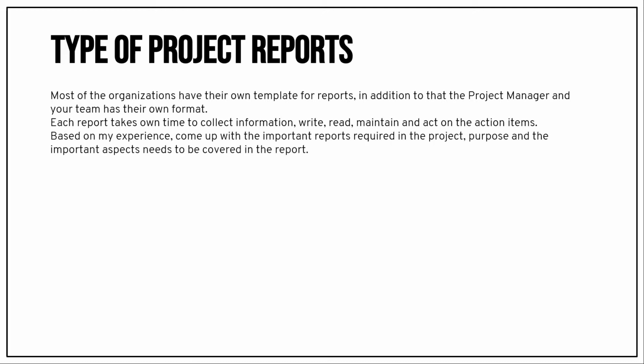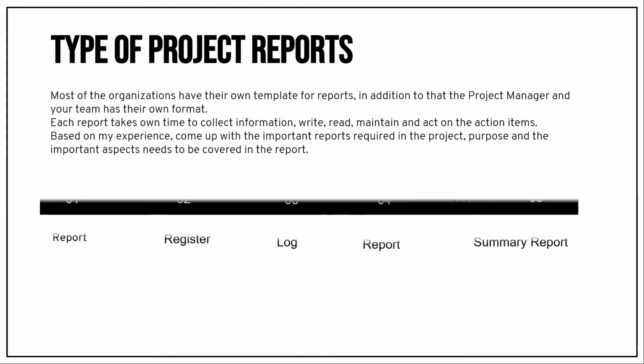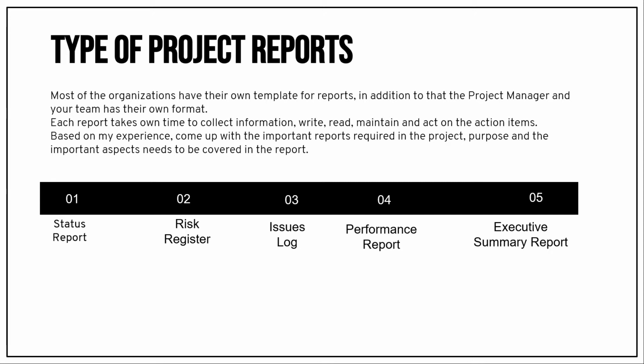Based on my experience, I came up with the important reports required in the project. I will also explain the purpose of the different types of project reports and the important aspects we need to cover in each report. We can categorize into five different reports. One is the project status report, second is the risk register, third is the issues log, fourth is the performance report, and the fifth is the executive summary report.